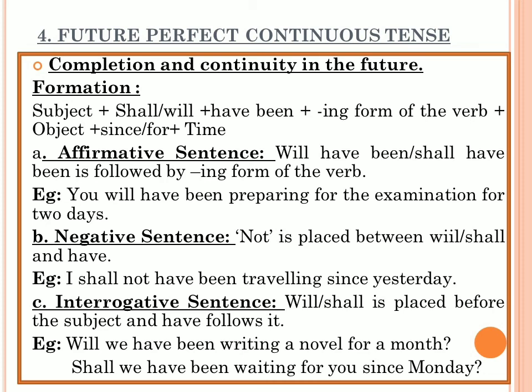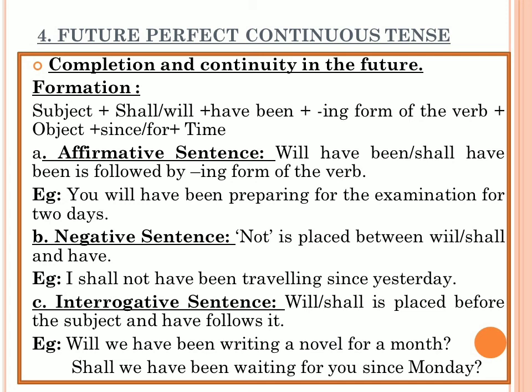Okay. Interrogative sentence: will or shall is placed before the subject and have follows it. The same condition, that is, in the beginning we have to add will. Will we have been. So after the subject we have to add have been. Okay. Will we have been writing a novel for a month? So, shall we have been waiting for you since Monday?